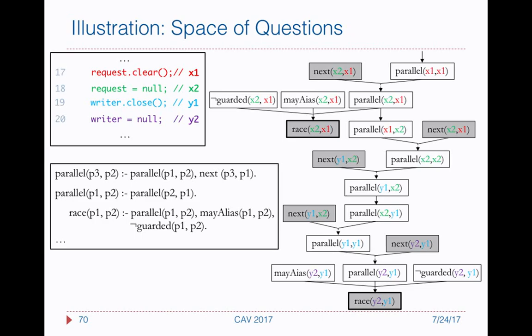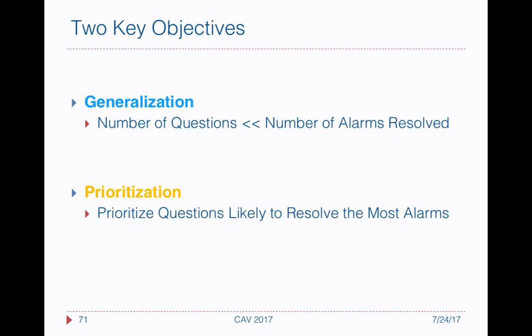That leaves us with the remaining interesting questions. So we can ask the user whether two threads may execute certain statements in parallel, or whether a pair of statements is guarded by a common lock, and so on. But again, because these graphs are very large, there's a rich space of possibilities. And even here, I can show you many different possibilities. But let's at least first get to what are our main objectives in asking questions. So the first is generalization. So we would like to ask far fewer questions than the number of alarms that get resolved, and thereby minimize the user effort. And the second is prioritization. If the user at any point wishes to walk away from interacting with our system, we want the user to have had the maximum payoff by then, okay?